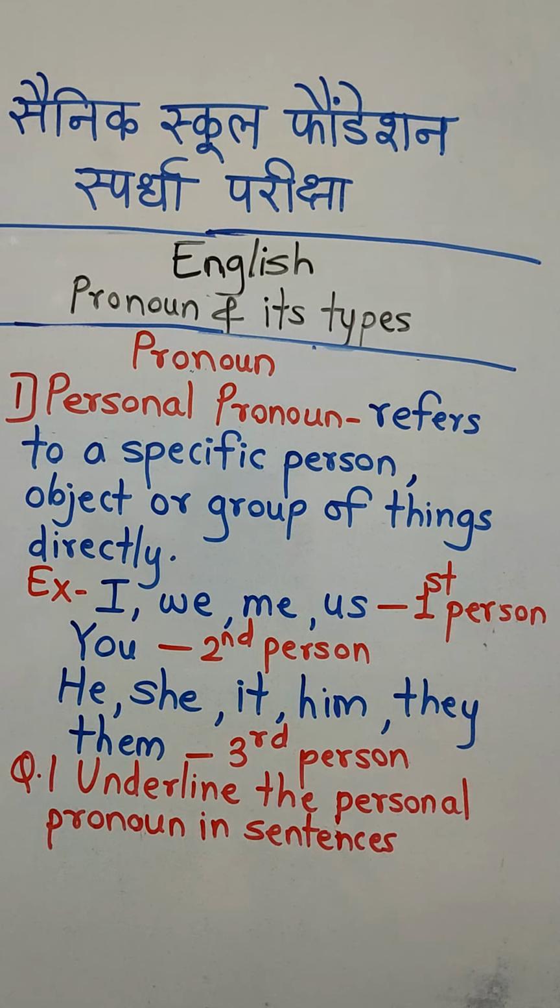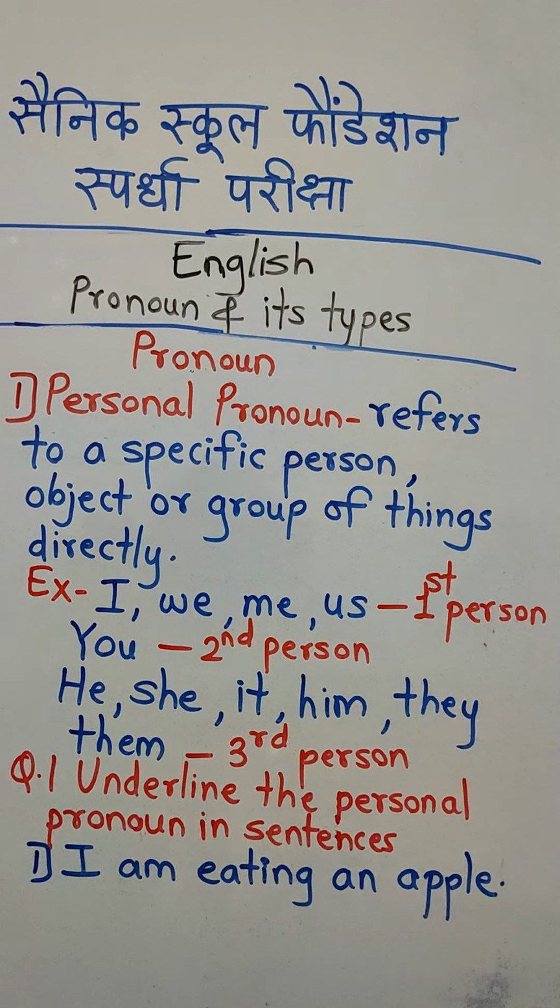Now suppose we have given one question, underline the personal pronoun in sentences. And the sentence is given, I am eating an apple. Here we are talking about the person itself. He is talking about itself by saying the word I as a pronoun here. That is, he is using the pronoun I for himself, that is, I am eating an apple. So here I is replacing the noun, so that is why I is a personal pronoun. So here we have underlined the personal pronoun I in the sentence.